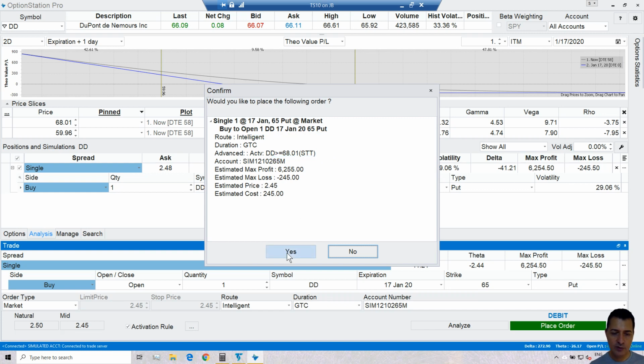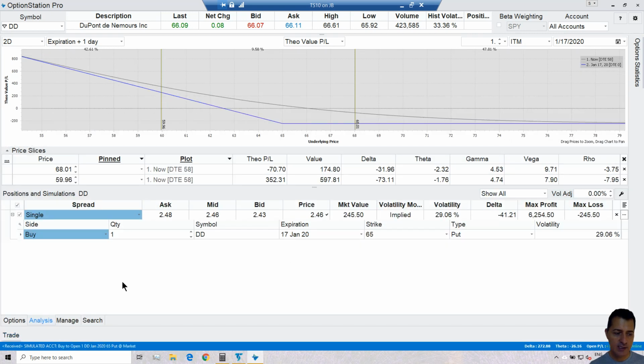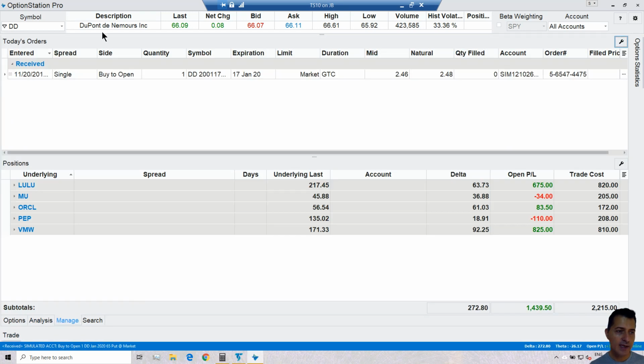So I'm going to click yes, 1, 2, 3, and the order is now here in the top part of my manage window. That's it. We are not in the trade. The order is in the system. That's what I meant. And now we're just waiting for the stock to come to us.